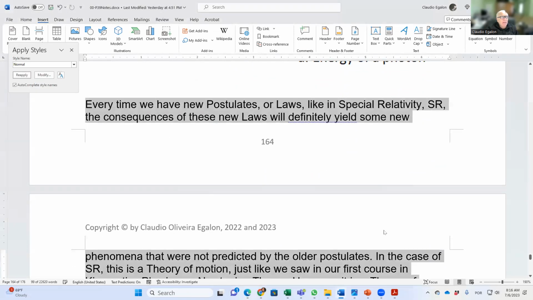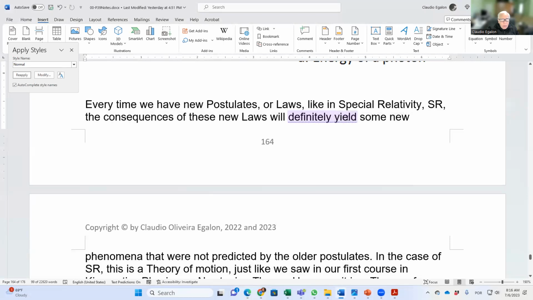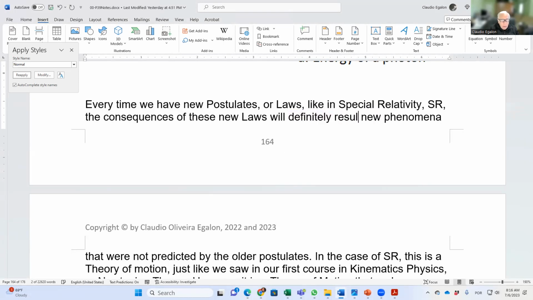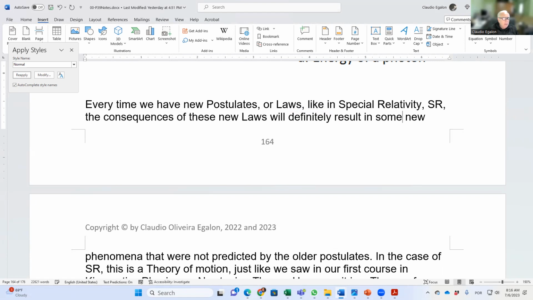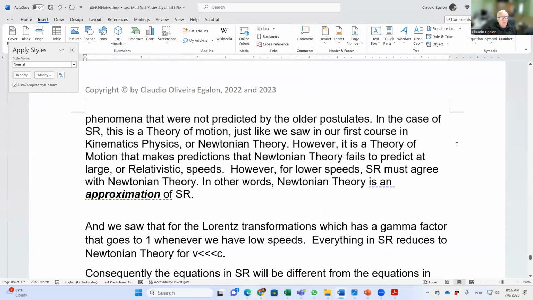We're saying that every time we have new postulates like the ones in special relativity, the consequences of these new laws will definitely result in some new phenomena that were not predicted by the older postulates. In the case of special relativity, this is a theory of motion. That's what special relativity is. Special relativity is a theory of motion.